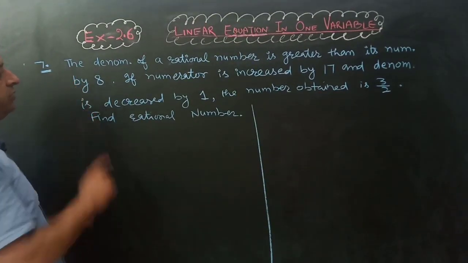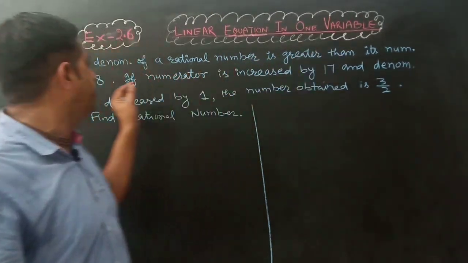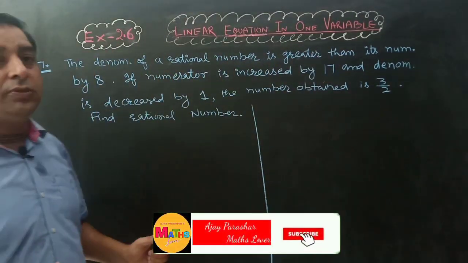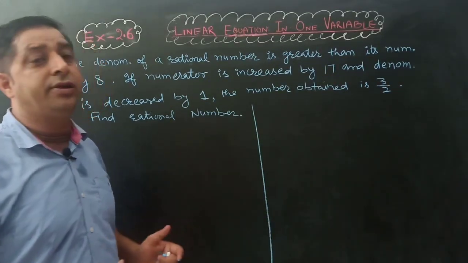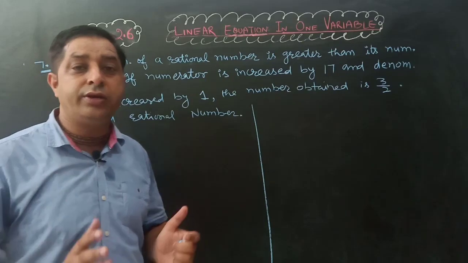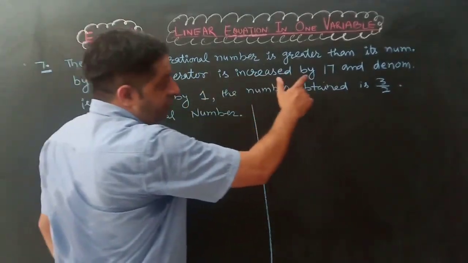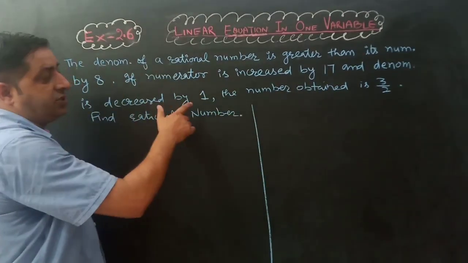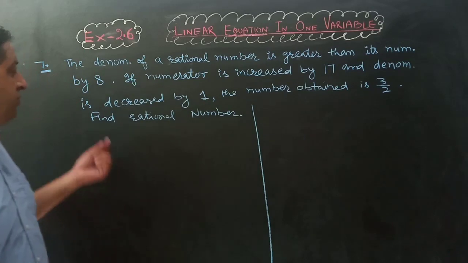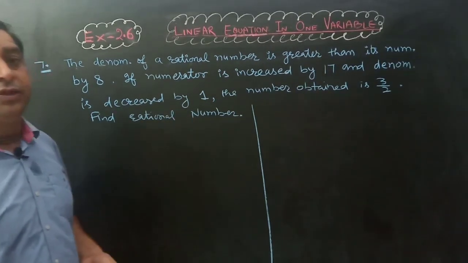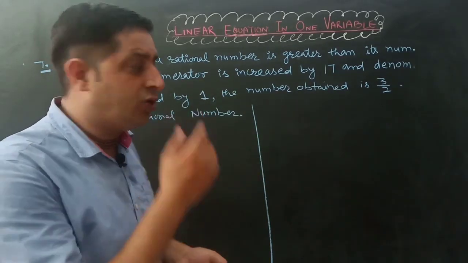Question number 7. The denominator of a rational number is greater than its numerator by 8. It means that the denominator is 8 more than its numerator. If the numerator is increased by 17 and the denominator is decreased by 1, the number obtained is 3 by 2. Find the rational number.